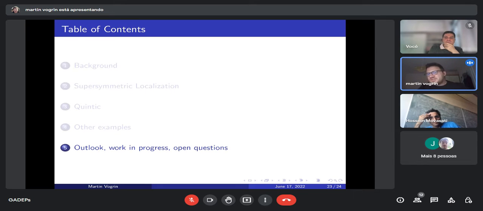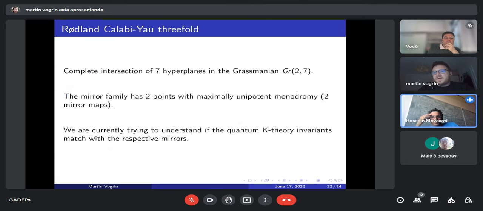And finally, let me just mention some open problems. Martin, Duco van Straten has many examples of this. Yes, yes, I know. Why are you not taking one of these where the Picard-Fuchs equation is computed?